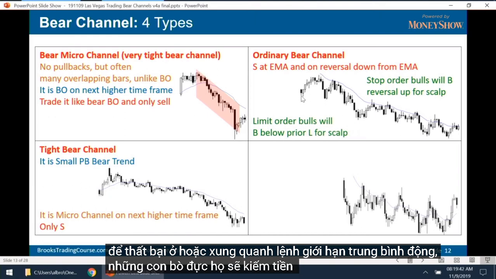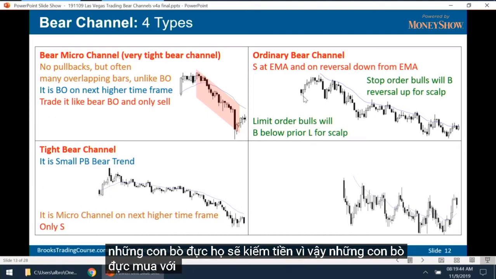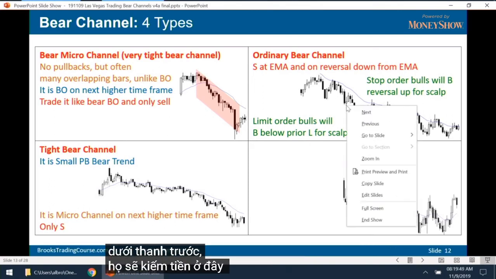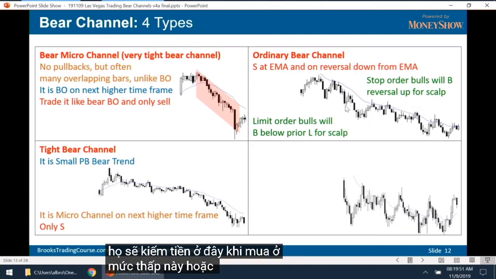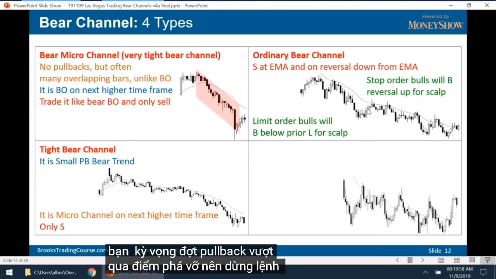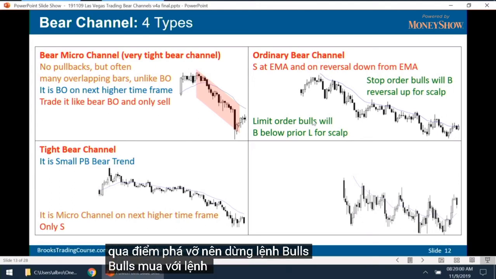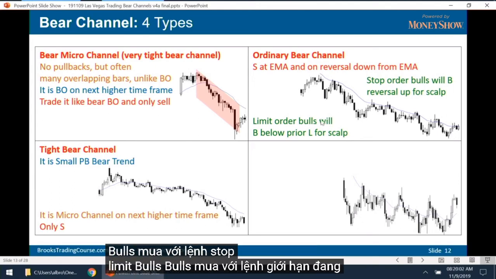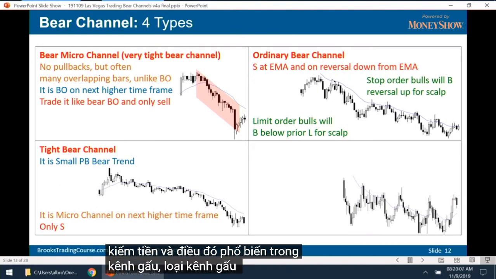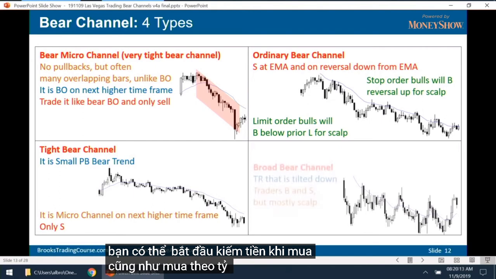Limit order bulls, they'll make money. So bulls buying with a limit order at or below the prior bar, they will make money. Here, buying at this low or below, you'll make money because you'd expect the pullback to come above the breakout point. So stop order bulls and limit order bulls are making money. And that is common in a bear channel, a common type of bear channel. Easier to make money selling, but you can start to make money buying as well, buying for scalps.